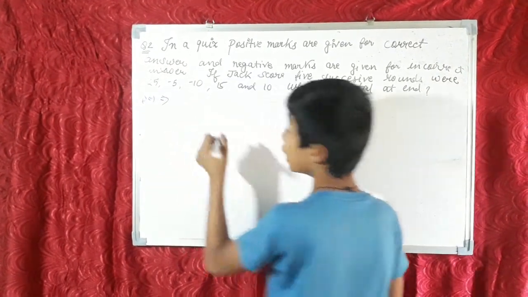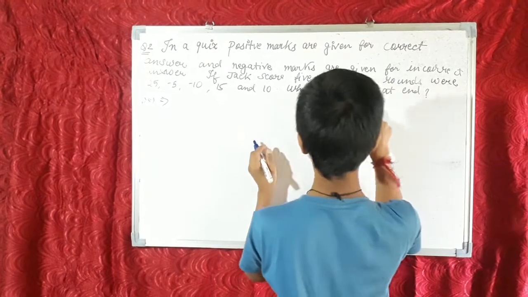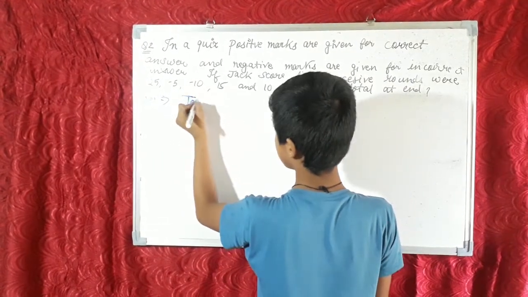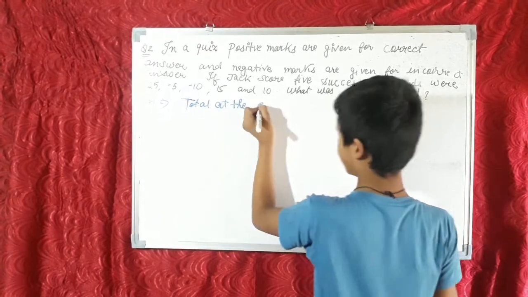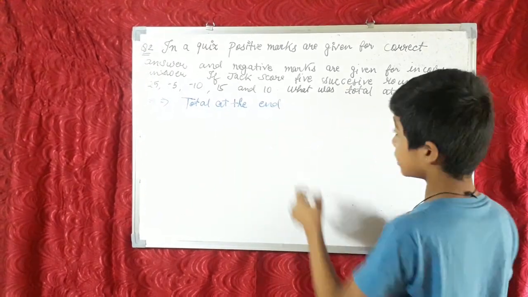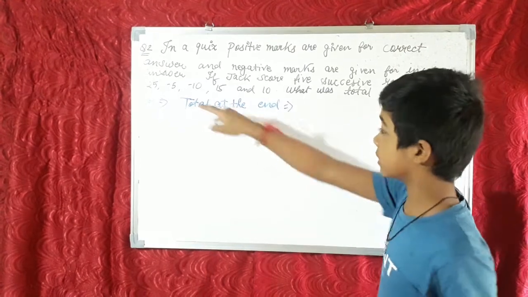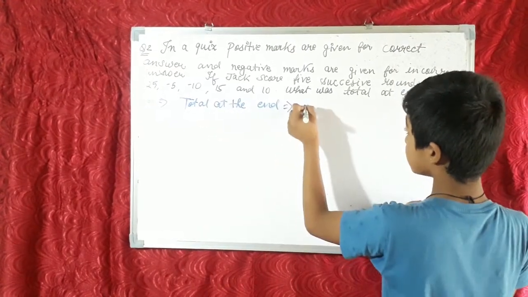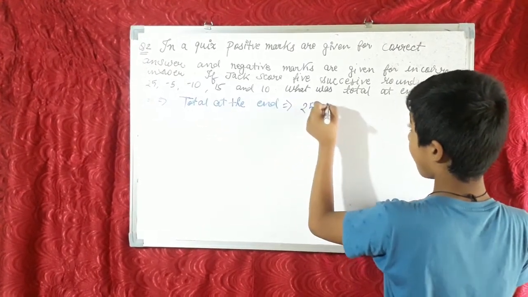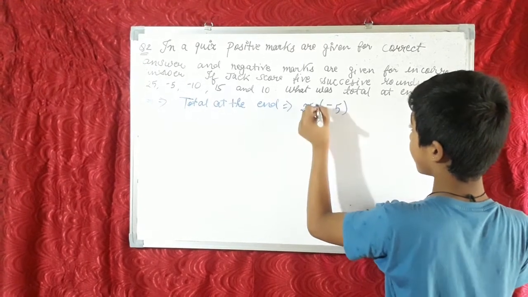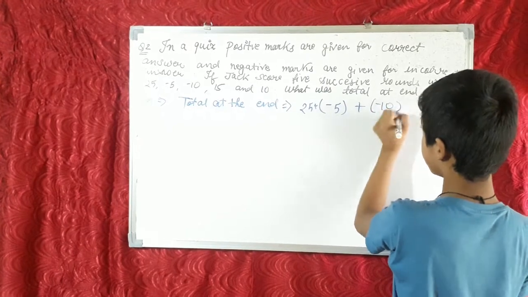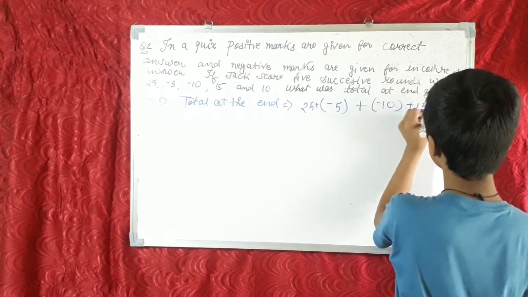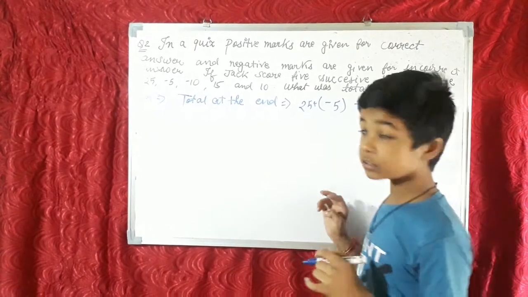Then we will write total at the end. What it is asking is that we have to only write the total at the end. Okay. So what is our question? Successive rounds. 5 successive rounds are 25, minus 5. So we have to put a bracket and a plus sign. Then minus 10, then bracket, then plus 15, then plus 10. These are the 5 successive rounds.